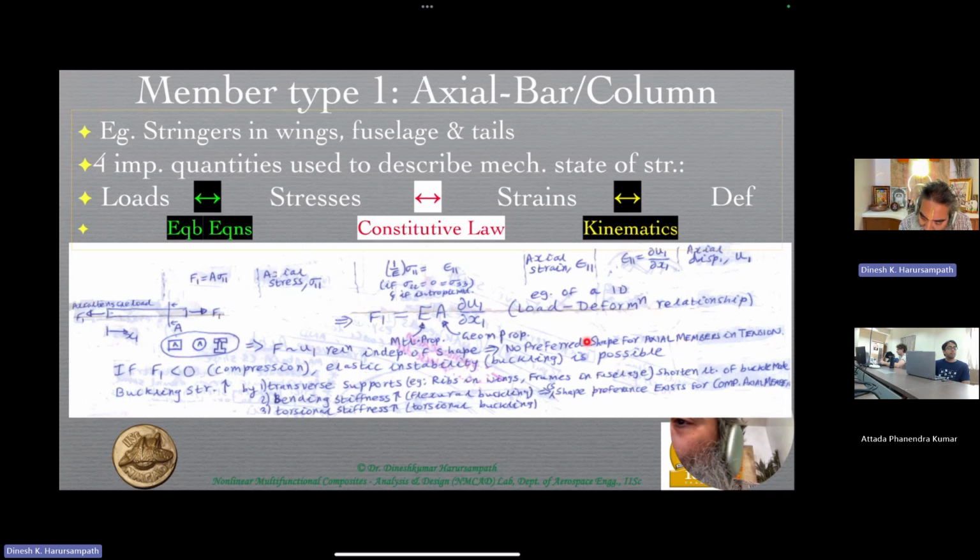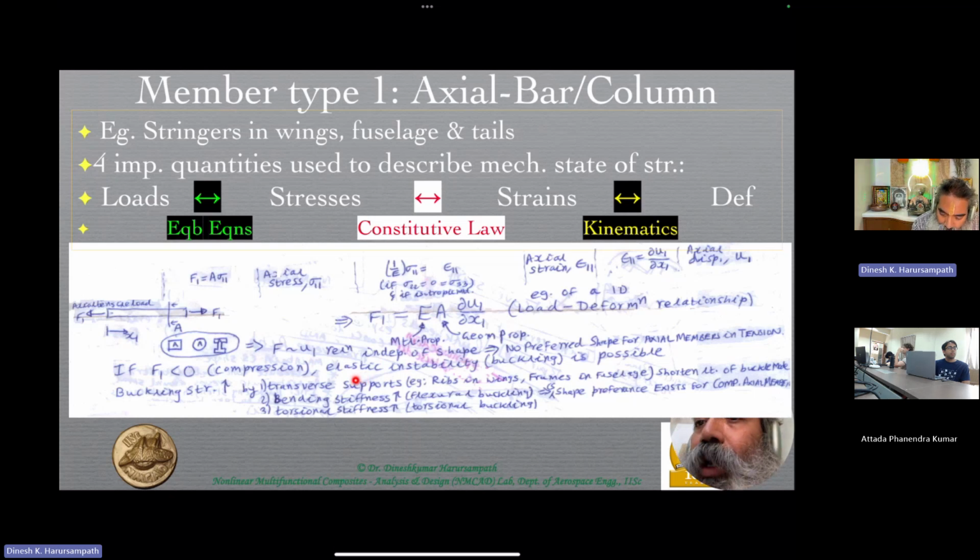So this conclusion that there's no preferred shape is only for those members which are predominantly under tension. On the other hand, when we go to members which are also subjected to compression, or where compression is the dominant load, as we saw in the stringers on the top or the spar caps on the top, the way we take that into account mathematically, as you already know, is that tension is positive F1 and compression is negative F1, which is what I've written as F1 is less than 0.